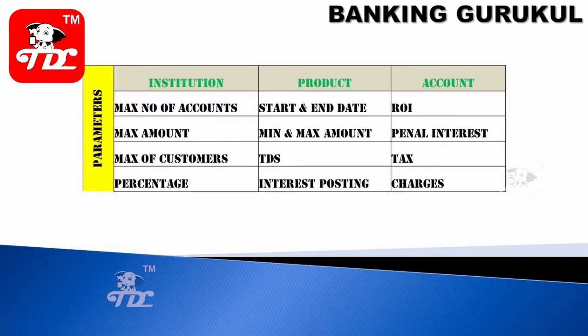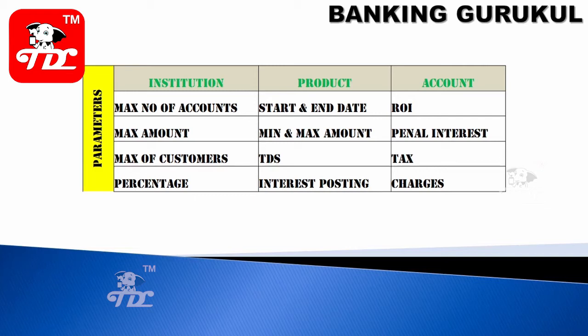In parameters there are 3 types. Institutional parameters apply to you as an institution. As a bank you have some parameters, like the maximum number of accounts I can open, the maximum amount I can open, and a ceiling for the maximum number of customers. These are for my institution. The second level is the product level.